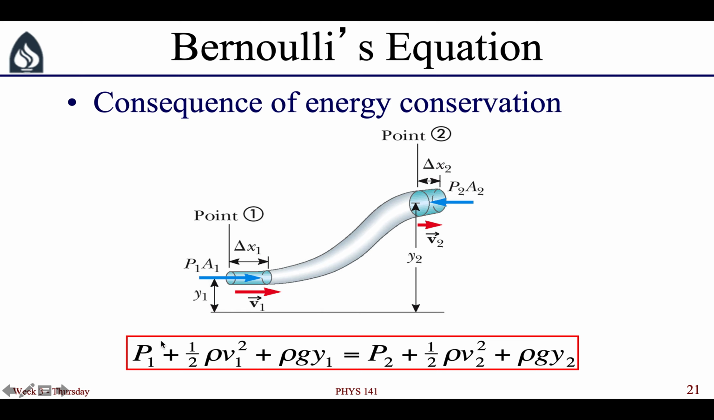If we look at the density of the water and the pressure at one end and how fast the water is flowing and any changes in height, we can predict how fast the water will be leaving the other end of this pipe that the water is flowing through.